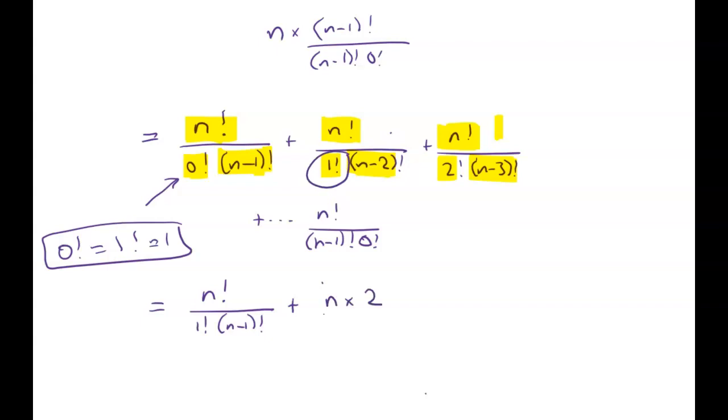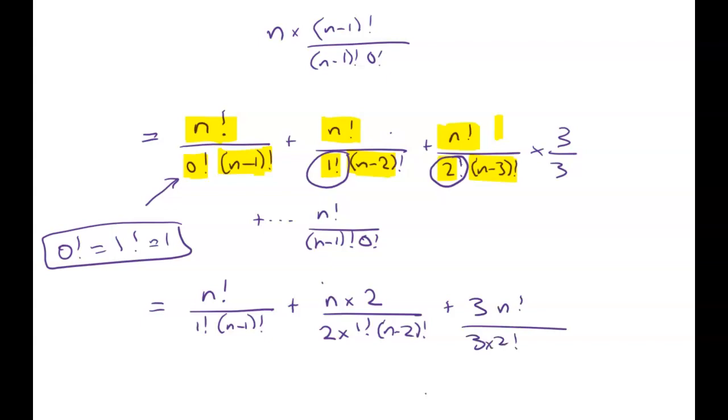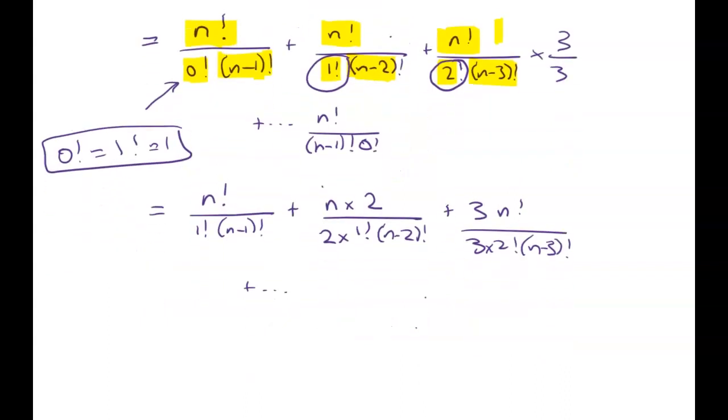Well, I'll times it by 2 over 2 times 1! times (n minus 2)!. And here, if I want to have 3 factorial, I can times by 3 over 3. And so on. And then in this last one, if I times by n over n, I'll get n factorial over, what will I get there? n factorial times n over n! 0!.